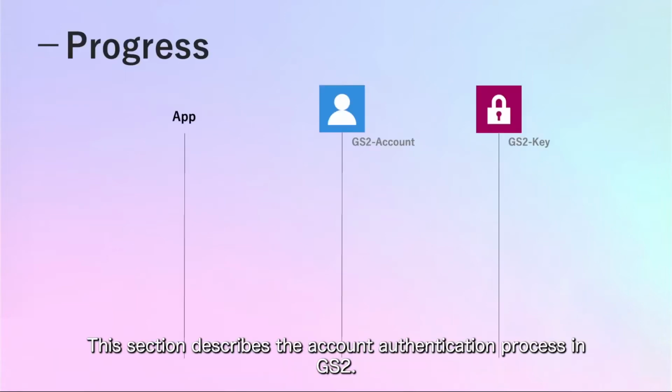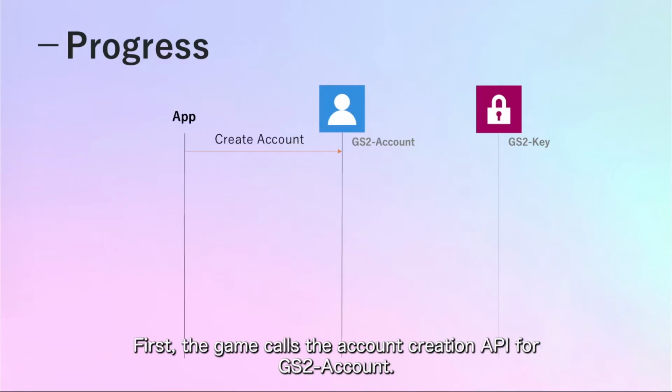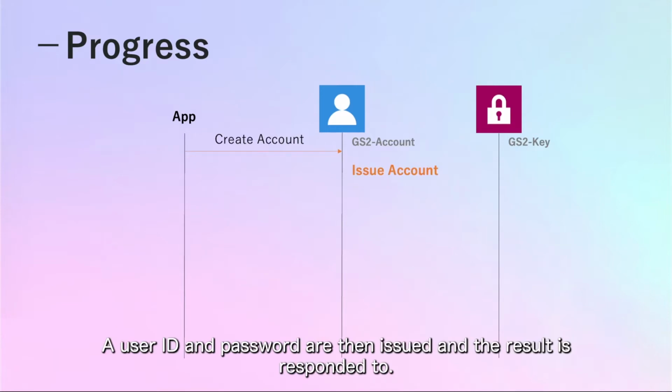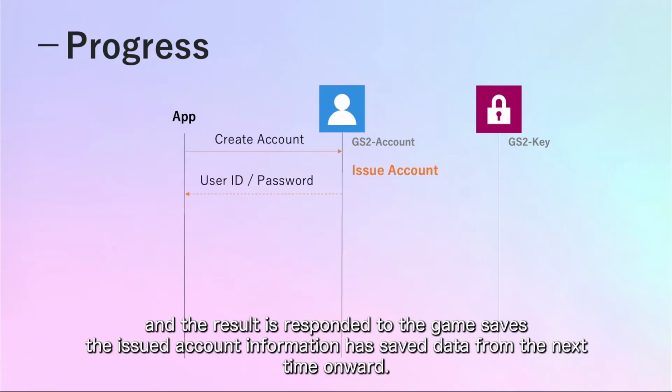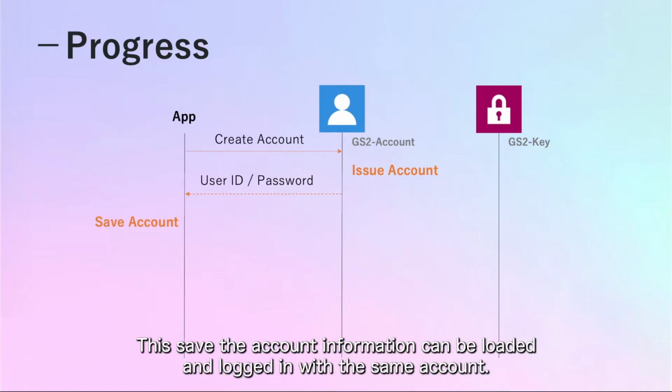This section describes the account authentication process in GS2. First, the game calls the account creation API for GS2 account. A user ID and password are then issued, and the result is responded to. The game saves the issued account information as saved data. From the next time onward, this saved account information can be loaded and logged in with the same account.